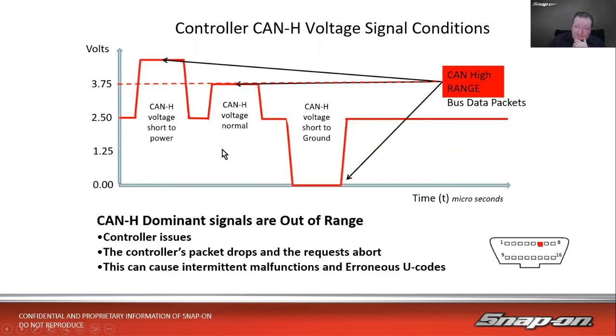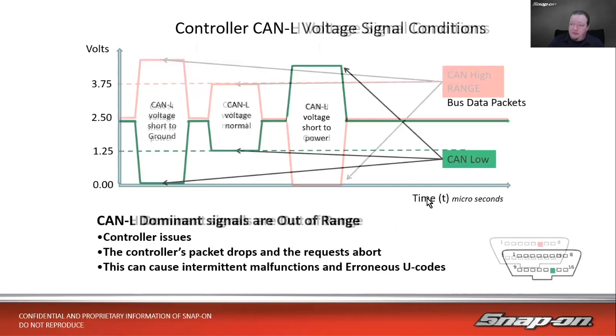So on the high side, if we have a short to power, it's going to be up maybe about 5 volts. If it's normal, like we said, the top will be 3.75 volts. If it's shorted to ground, that'll be down around 0 volts. If it's out of range, it's going to be a controller issue.